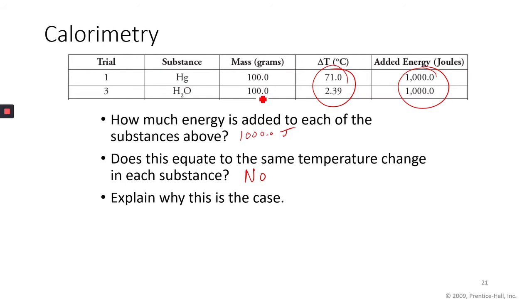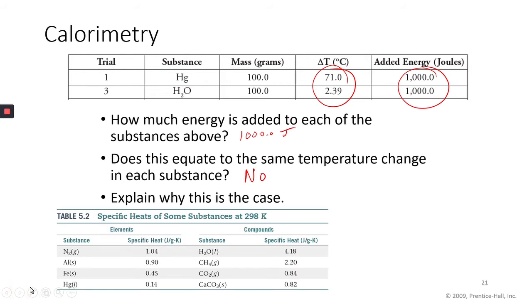Well, in this case, they both have the same mass, so we can't use what we said on the previous slide, that more mass affects the temperature change. What is really going on here is that each substance has a certain ability to store heat, and that is called your specific heat. If you look here for mercury and for water, which one can store more heat? Well, water.